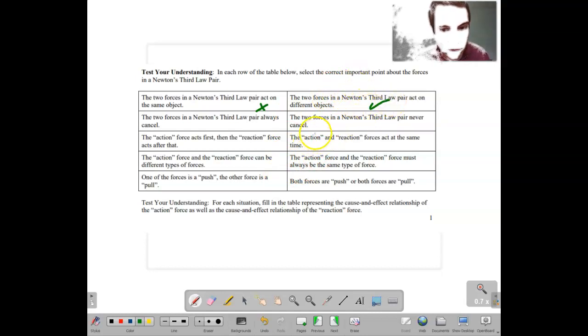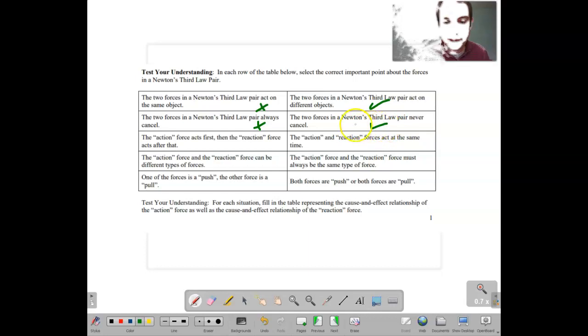Yes, true. Two forces in a Newton's third law pair always cancel. No. Forces cancel if they're acting on the same object. But if they're not acting on the same object, then the forces aren't going to cancel. Right? So that's not true. Two forces in a Newton's third law pair never cancel.